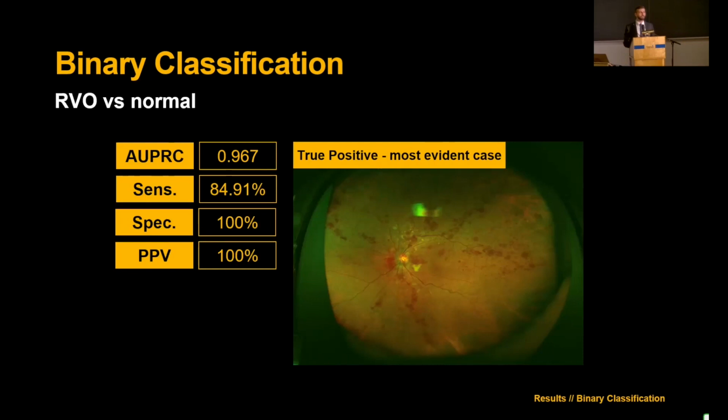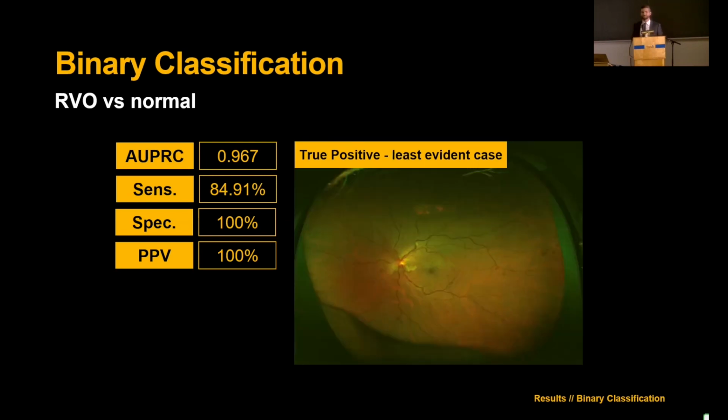Our first model needed to distinguish retinal vein occlusion from normal fundus photos, and it had very high prediction capacities. The area under the precision recall curve, which is a metric that ranges from 0.5 to 1, was very high. We had high sensitivity, specificity, and positive predictive value. And our model did well with most evident cases of CRVO, but also in least evident cases with only mild venous engorgement and tortuosity and mild dot and blot hemorrhage.